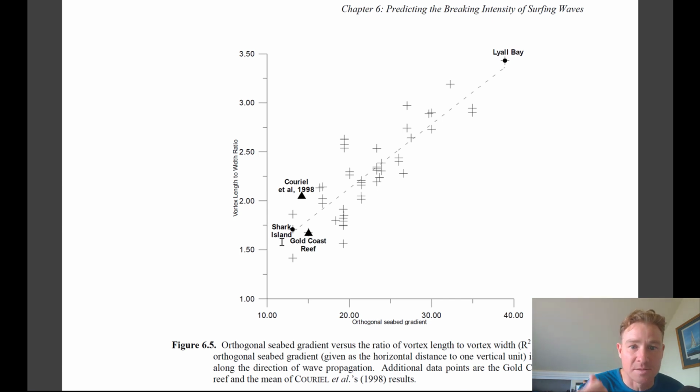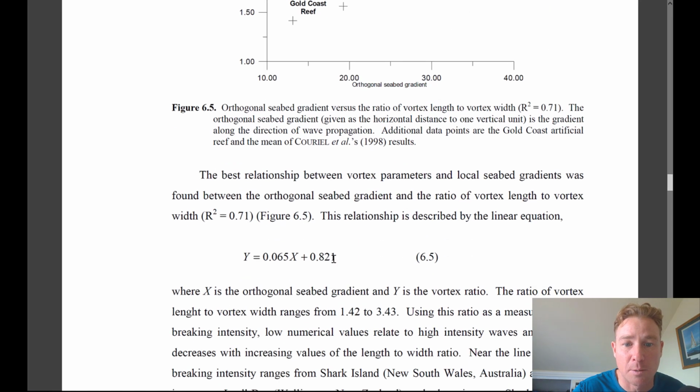And they were able to find this for many, many different surf breaks and this linear relationship, to the point where they were able to actually create a linear equation where the vortex ratio, or the vortex length to width, could actually be predicted based off of the orthogonal seabed gradient. Right, so it's 0.065 times the orthogonal seabed gradient plus 0.821 gives you the vortex ratio, which is crazy, right? And they said that the vortex ratio ranged between 1.42 and 3.43.